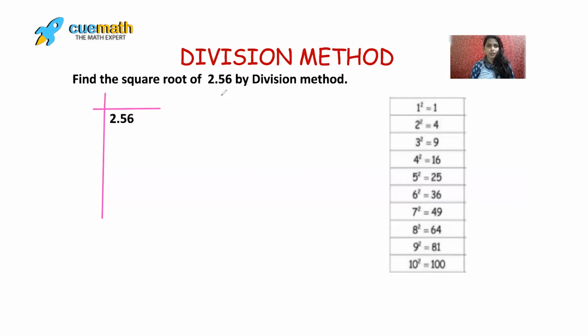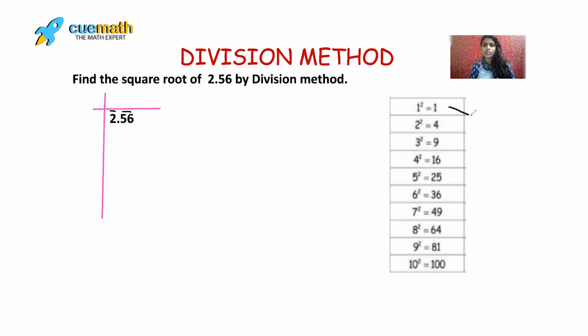Find the square root of 2.56 by division method. Here, we are going to find the square root of a decimal number. Again, place the bar for every pair from units, so 56 and 2. Now we have to pick up the pair which is towards your extreme left, that is 2.